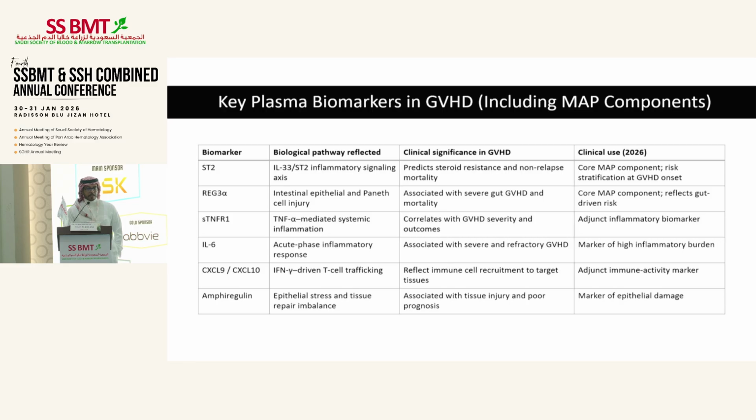And that could be the reason, the underlying genetic factors. So as I showed in the previous slide, this is just an expanded slide for the key plasma biomarkers in GVHD. The first two are the two major ones that are the core component of the MAP score for risk stratification. You can see the rest and their clinical significance in GVHD and their clinical use.